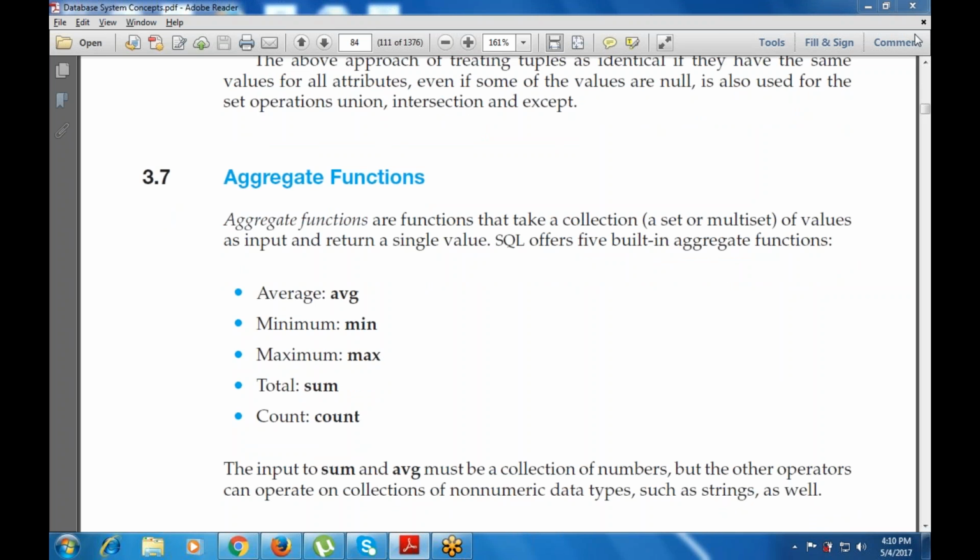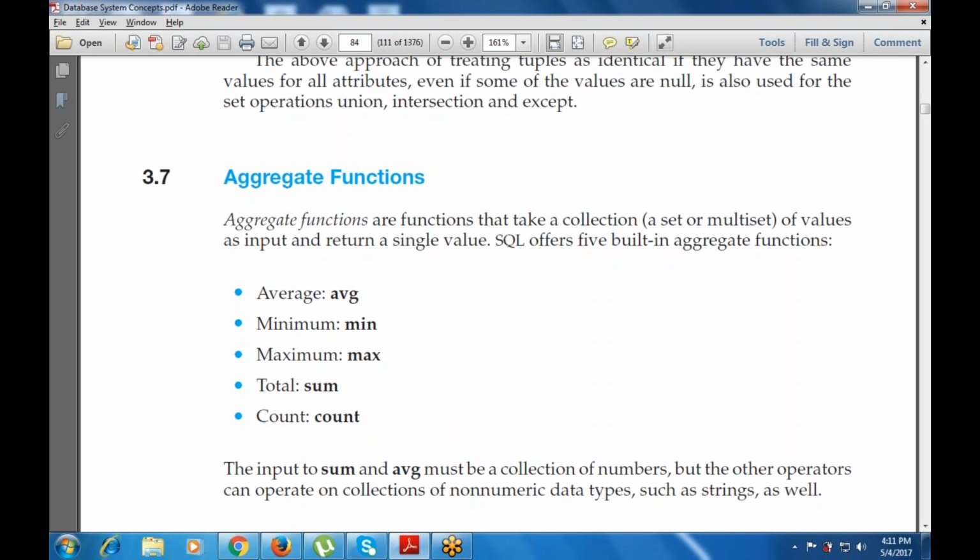So, first of all, the theory of this. What is the meaning of aggregate function? Those are the functions that take a collection, that may be a set or a multi-set of values, as inputs, that takes more than one value as an input and returns a single value. SQL also offers 5 inbuilt aggregate functions.